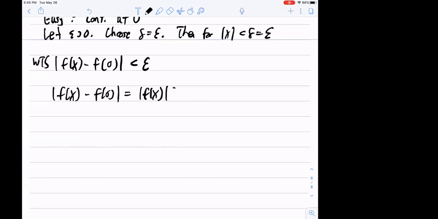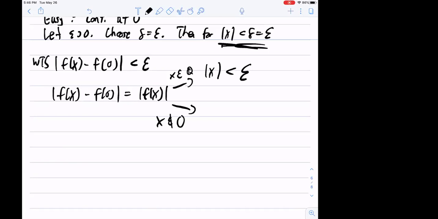Now we have two cases. If x is rational, so x in Q, then this is just the absolute value of x, because f of x is x, but we chose absolute value of x less than epsilon, so this is less than epsilon. If x is not in Q, this is just 0, so it's still less than epsilon. So you are done. It's continuous at 0.